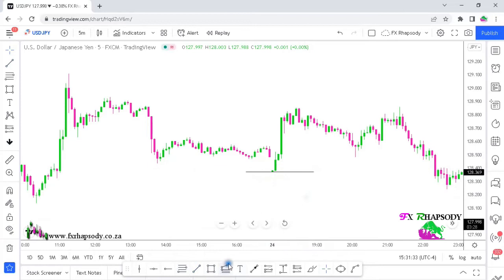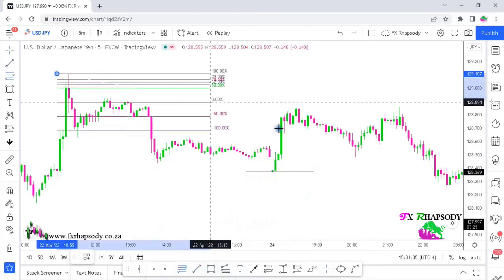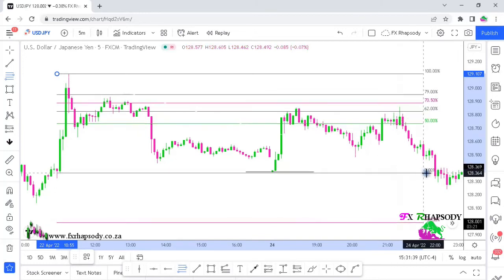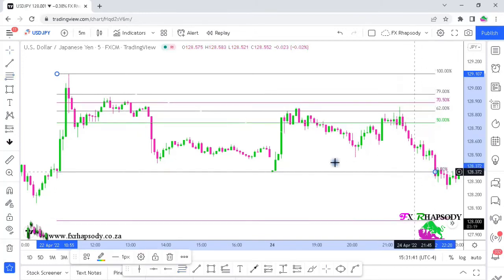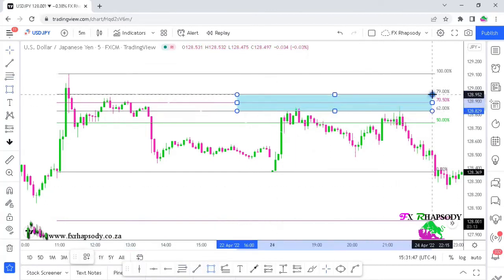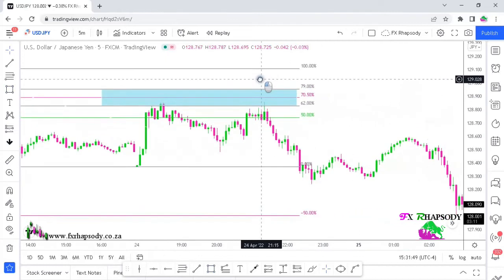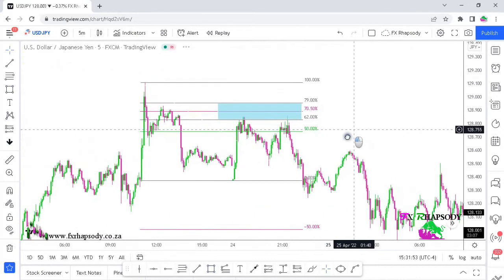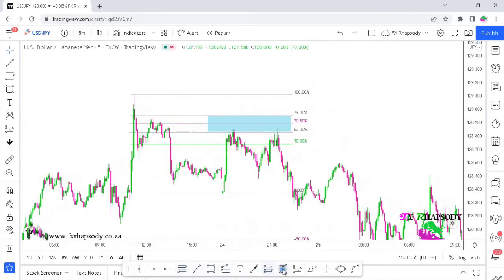So look at this. Take your Fibonacci from that high to that low on that line. Let's expand it a little bit. And look at that. What's the area we're looking at? We're looking at the area between the 62 and the 79. That's the area we're looking at. And look at that. You take your sell right about there.